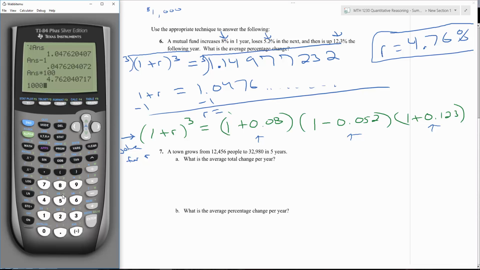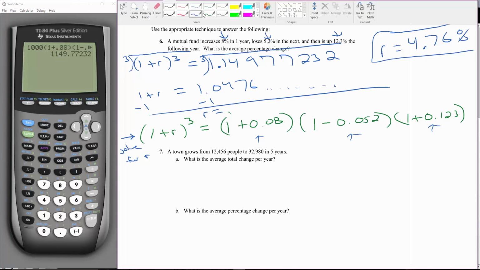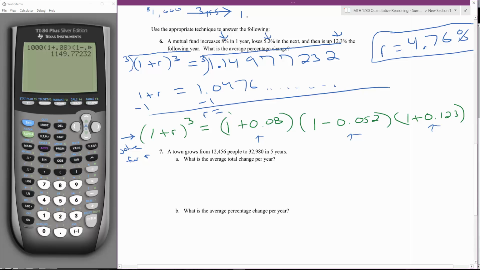I would take 1,000. Actually, let me go to second insert, until we get to where we are multiplying all the factors together, right here. So if I go to second insert, I can put in $1,000 at the beginning, how much I put into this mutual fund. If I hit enter, I'll get this value. So if I put $1,000 in, after the 3 years I'll end up having $1,149.77.